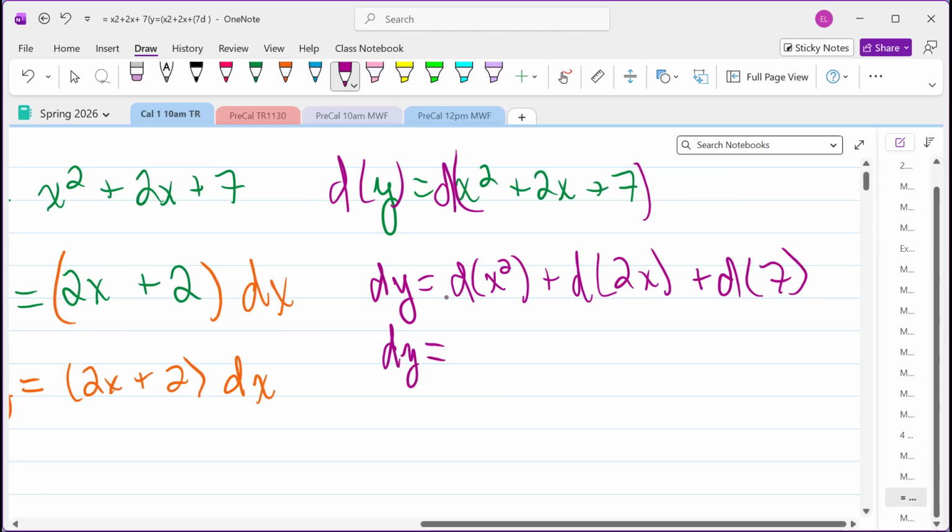Now we're going to use the chain rule. So derivative of x squared, thing squared, we bring the power down, 2 times thing to the first. So 2 times x to the first times derivative of thing, derivative of x, we say dx now.